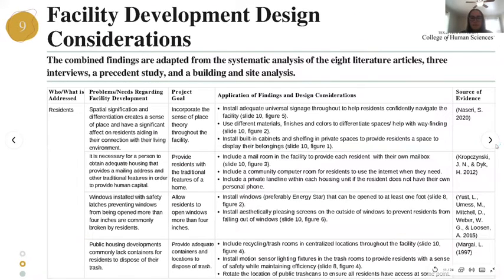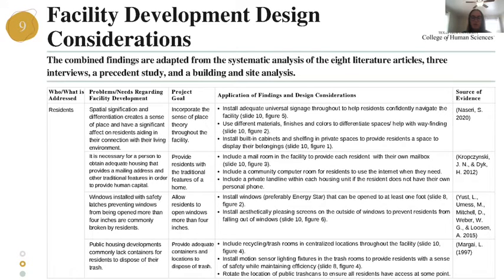Next, I will discuss the facility development design considerations regarding the residents' needs based off of previous living experiences. Spatial signification provides residents with a connection to their living environment. Installing adequate universal signage and implementing wayfinding techniques will help residents be able to navigate the facility confidently. Installing built-in shelving and storage in housing units will provide residents with a place to store their belongings, creating a connection between the living environment and residents.